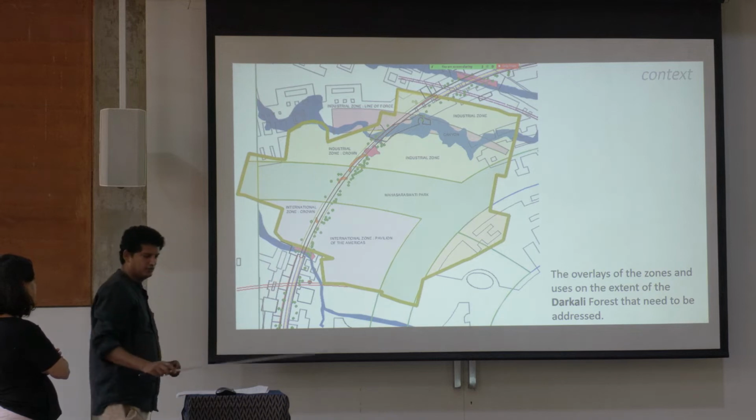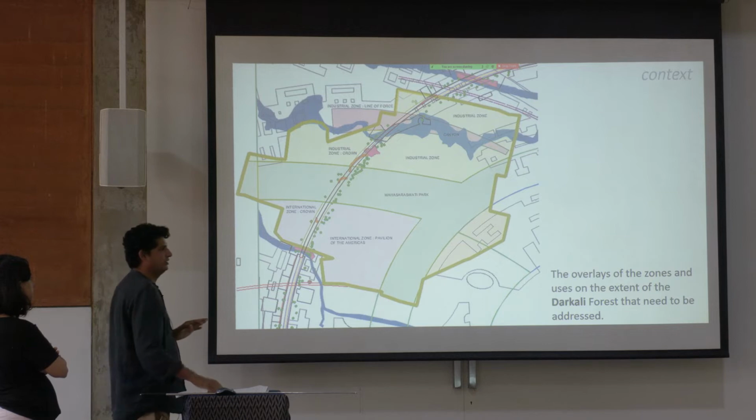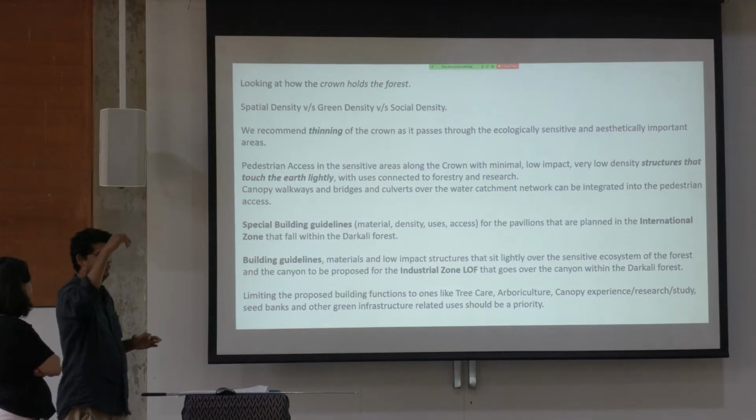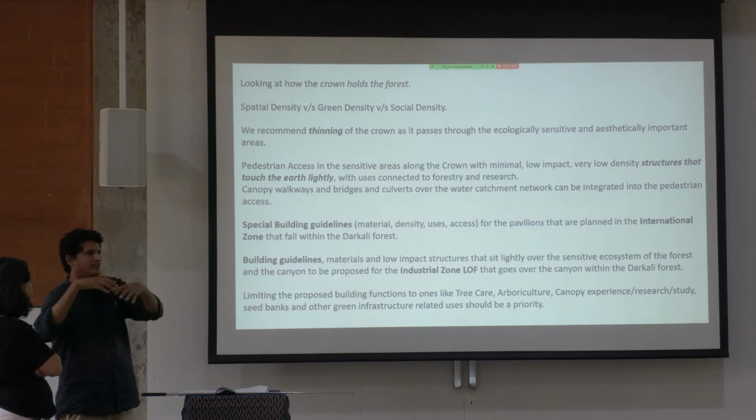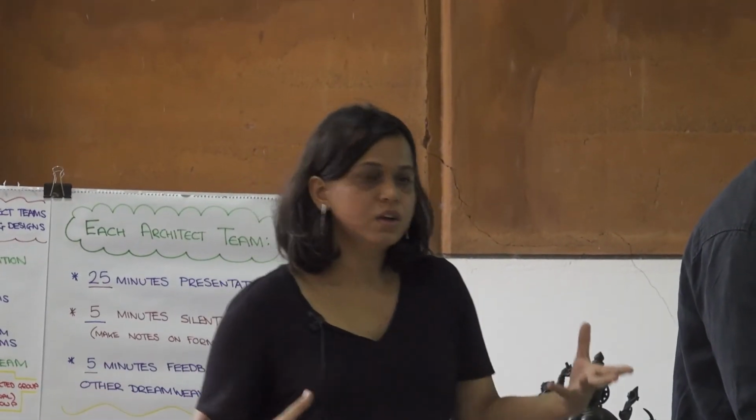So one of the things which we will also talk about when we talk about the section is we feel the crown would do many things depending on where it is, yeah? So when it goes through the park, I think the crown would almost float over the park, let's say, yeah? It'll still be the crown, but it's a crown which floats over the park, yeah? So we want to really look at how the crown holds the forest, which it has a tremendous potential to do. So spatial density versus green density versus social density, which of these are we looking at within that context?